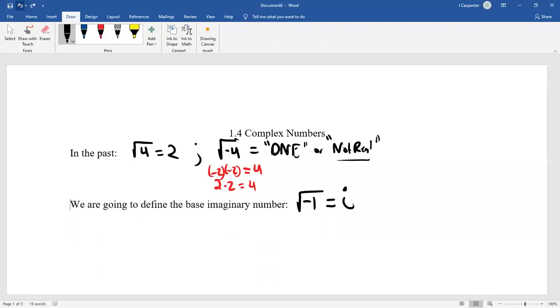When you get square roots of negatives in this class, don't you ever say it does not exist. Don't you ever say it's not real. You're going to be turning them into i's.